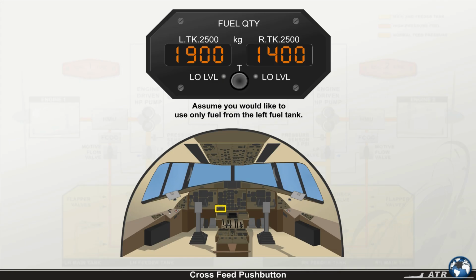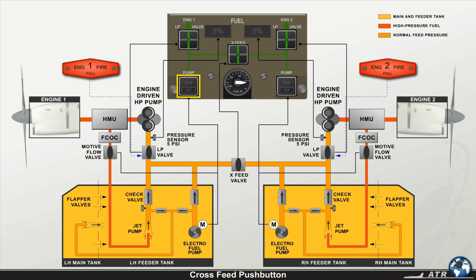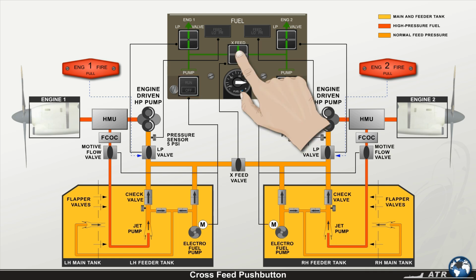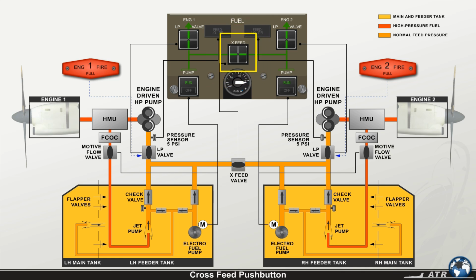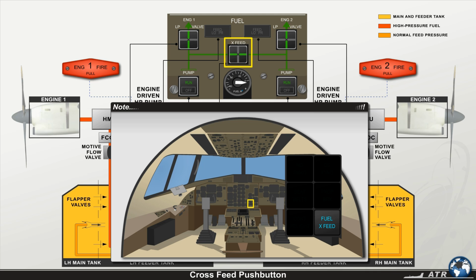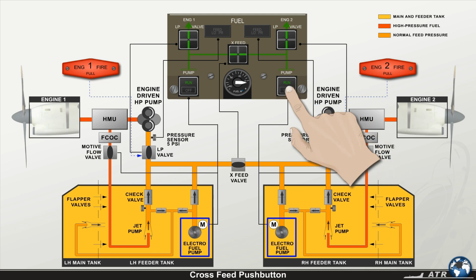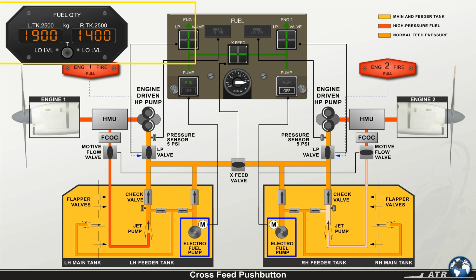Assume you would like to use fuel coming only from the left fuel tank. First, you check that the corresponding run and off lights are extinguished in the pump push buttons. Then you depress the crossfeed push button and observe that the green flow bar is in line. Note that the blue fuel crossfeed light on the memory panel illuminates. Since both electrical fuel pumps are automatically activated, you must manually switch off the right electrical fuel pump.